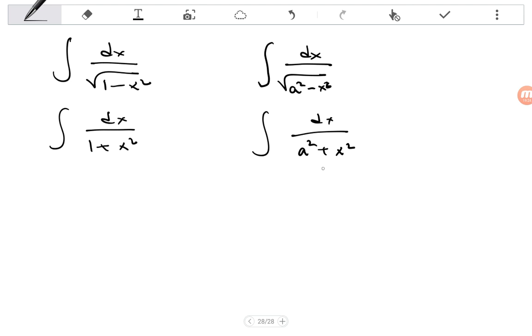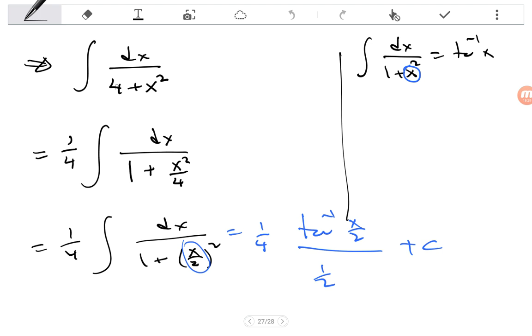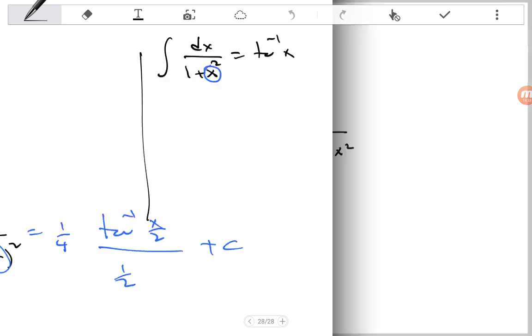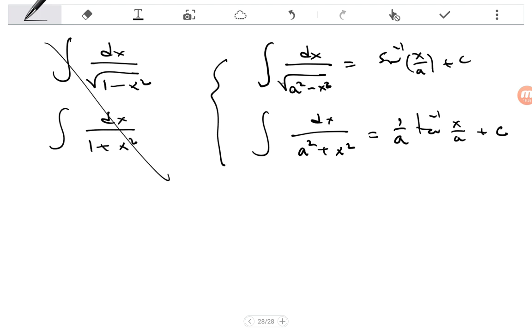Okay, this one, I didn't get you. Yes, that was exactly what we did here. We took that value outside as a common factor, then we managed to solve the problem. We'll just do that here, and we'll do that here also. We'll take a squared outside the square root and so on. We'll get an expression for this, which will be 1 over a tan inverse x over a plus c. We'll also get an expression for this, which will be sine inverse x over a. And we will memorize these two instead of those two.